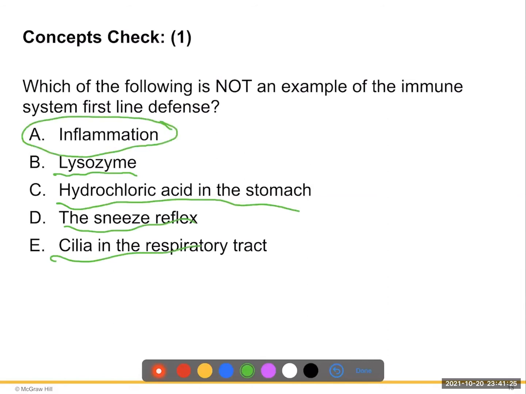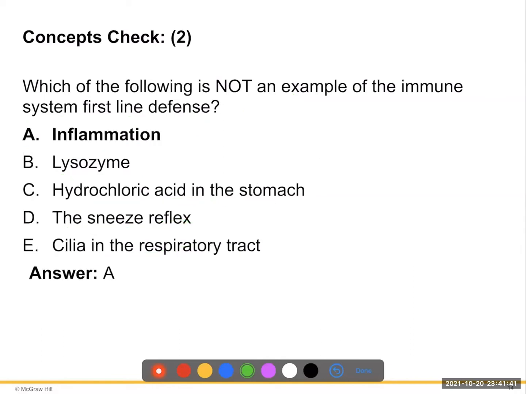That would be a second line, because that's a result of an infection that's entered the skin already. Oh, so it's not the first line. Yeah, that makes sense, because you have to have something enter your system first before you get inflammation. So inflammation would be a second line of defense. That makes sense?